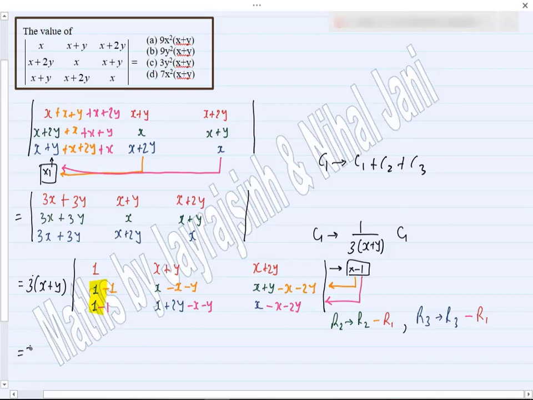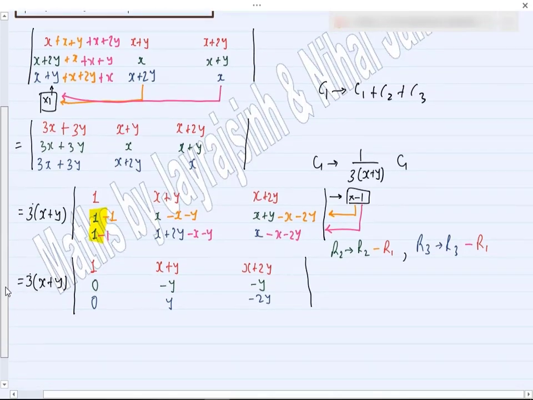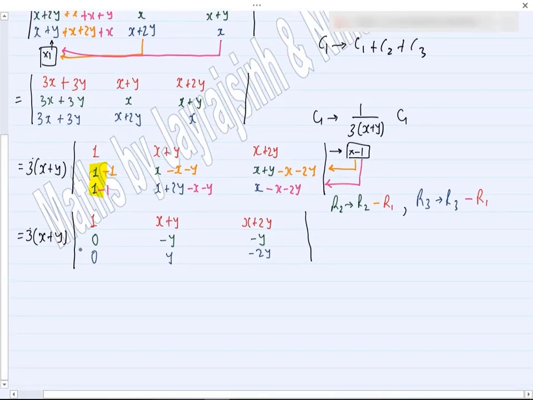So in this operation, our 3x plus y as well as first row will be as it is. Then our second row will be 0, x and x cancel out, minus y, x and y minus 2y will give us minus y again. And third row will be 0, y and minus 2y. Right? So here we get 2 zeros in first column, which will be helpful to find the value of determinant.